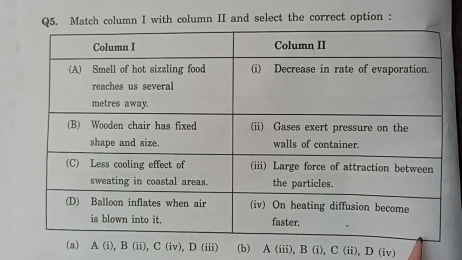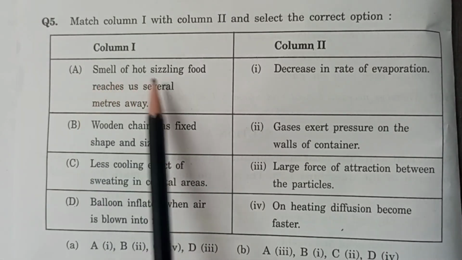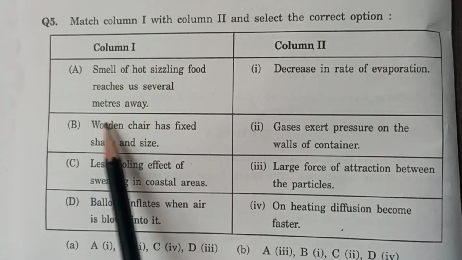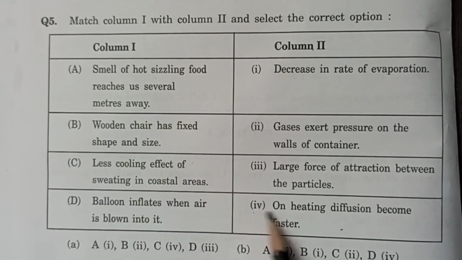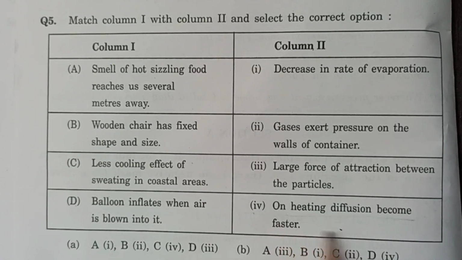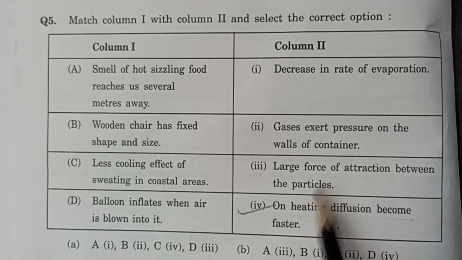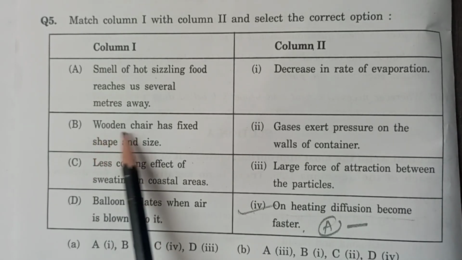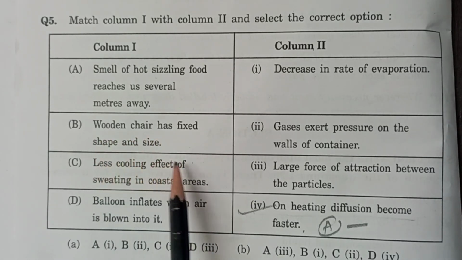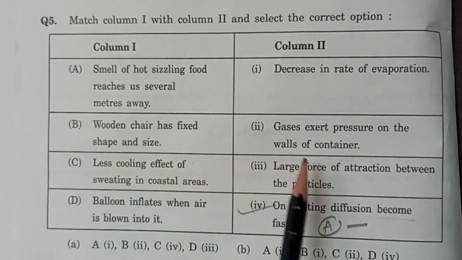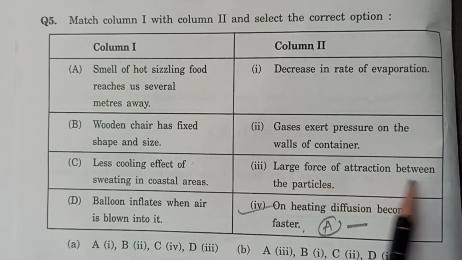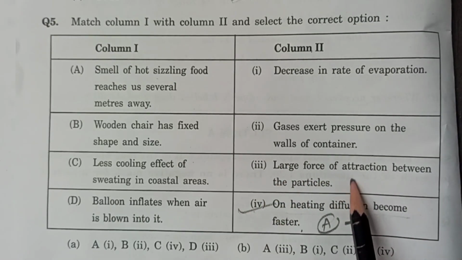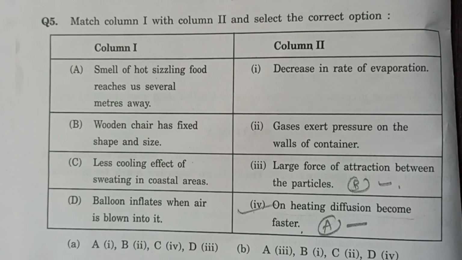Question number 5 is match the column. Smell of hot sizzling food reaches us several meters away. On heating, diffusion becomes faster. This is the correct answer for A part. Let's move to the next. Wooden chair has fixed shape and size. This shows that large forces of attraction between the particles. So this is the correct option for B.